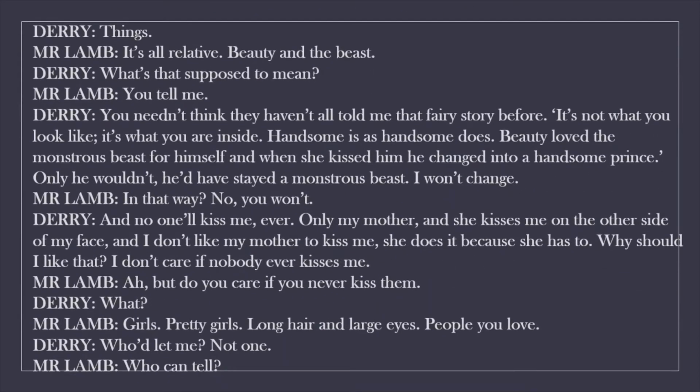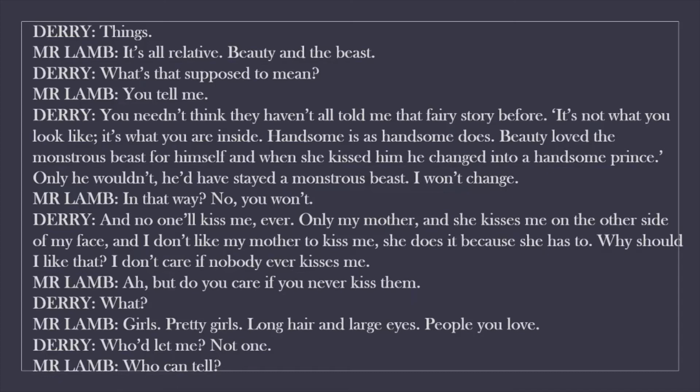Then Derry commented that the other things mentioned by Mr. Lamb were things. That means they were non-living things. Mr. Lamb replied that all the things were related to each other. Just like beauty is related to the beast. For example, a beautiful creation is related to ugliness. In other words, Derry was confused. Mr. Lamb asked for Derry's opinion.